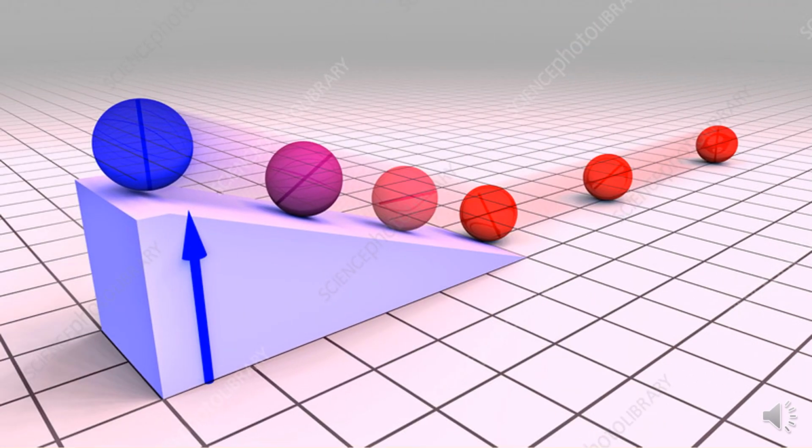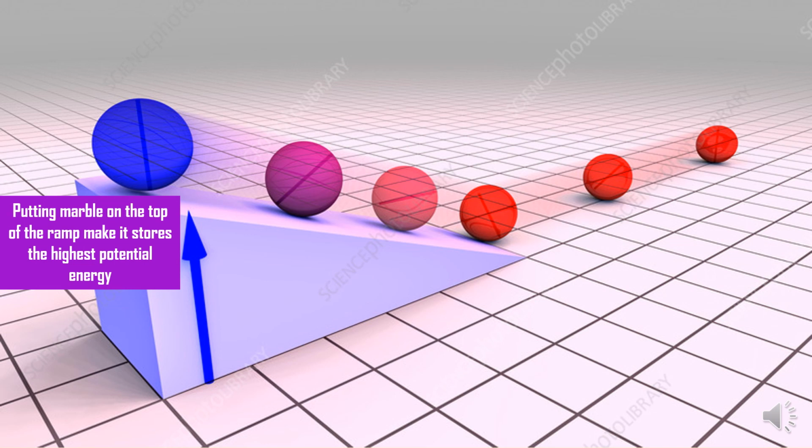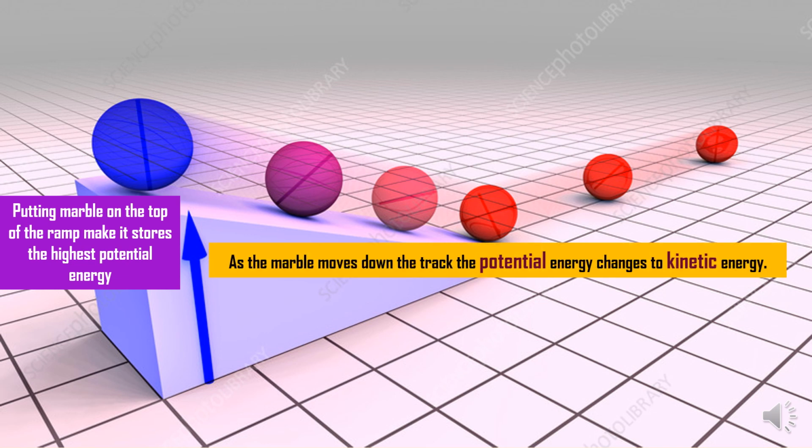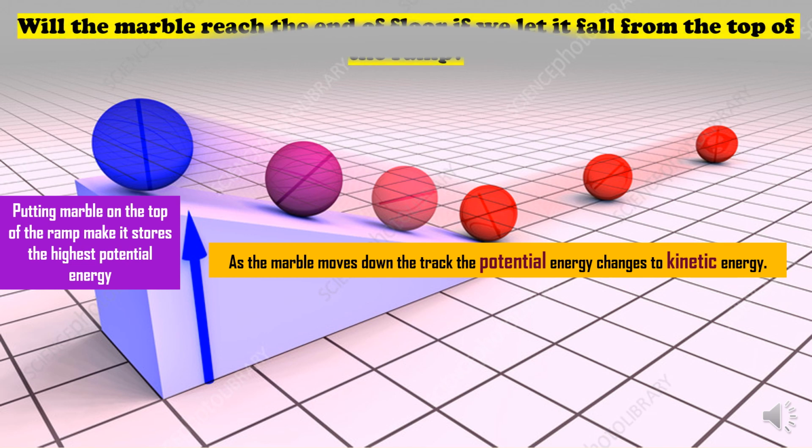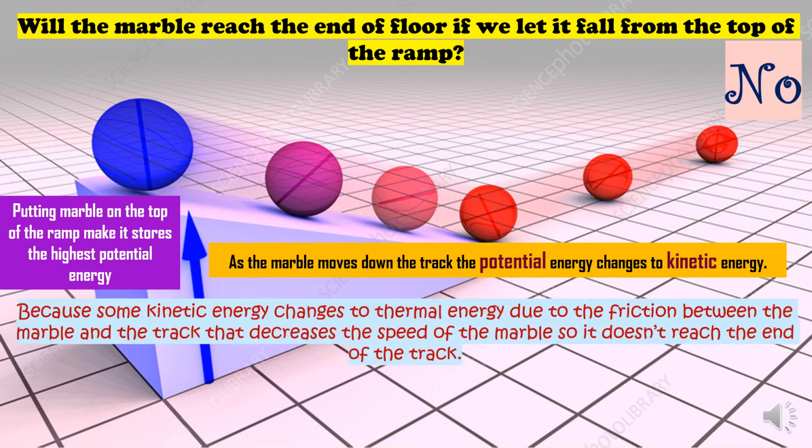Look at this picture. Putting the marble on the top of the ramp makes it store the highest potential energy. And by moving the marble down, the potential energy that is stored inside it changes into kinetic energy. So, will the marble reach the end of the floor if we let it fall from the top of the ramp? Will the marble keep moving forever? Of course not. Do you know why?